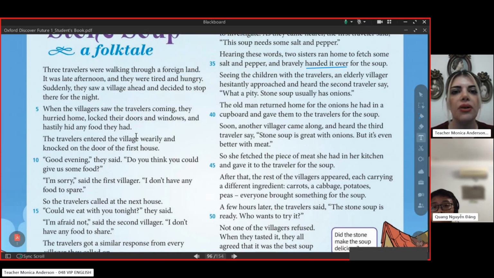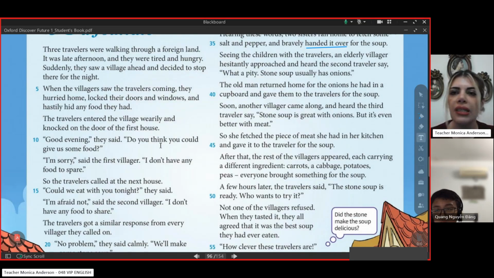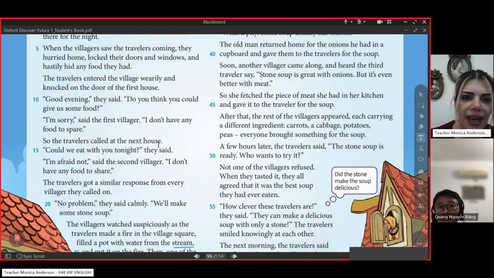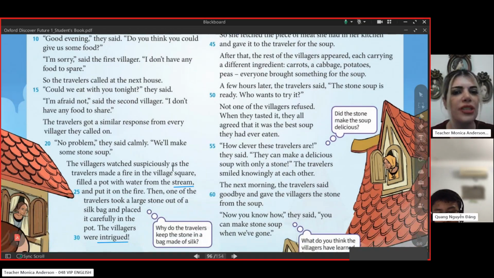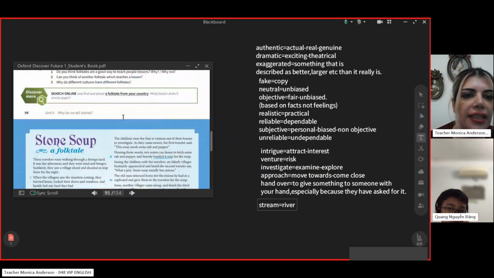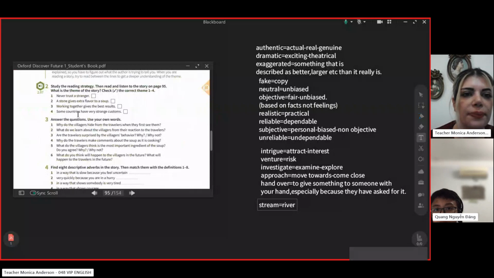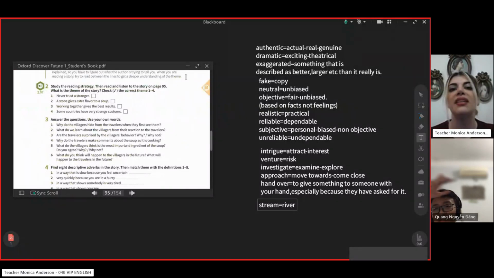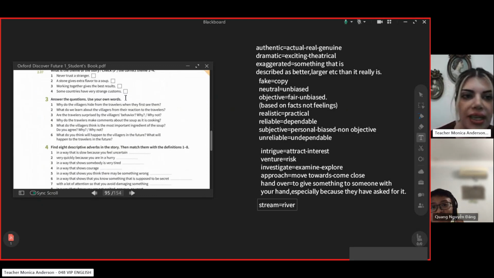For example, we have some other words that we studied, like really, or the other word that we started in the previous session, suspiciously. Okay, do you remember them? Knowingly. Okay, the adverbs that we studied before. Okay, so let me check. Working together gives the best result. Very good. Okay, now answer the questions.